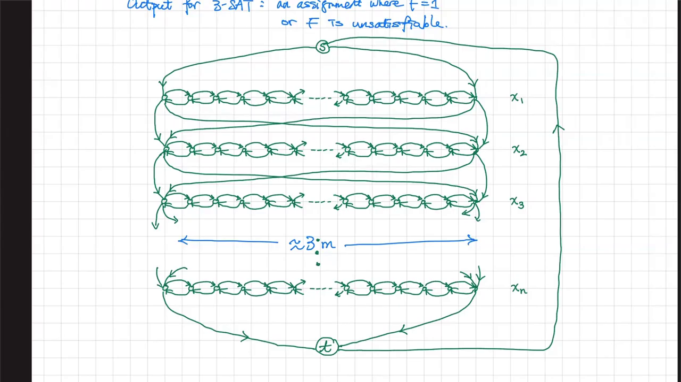Now, what does each row here represent? Each row here represents a variable in the formula. Now, what is the formula made out of? Besides the variables, what else do we need to have? The clauses.